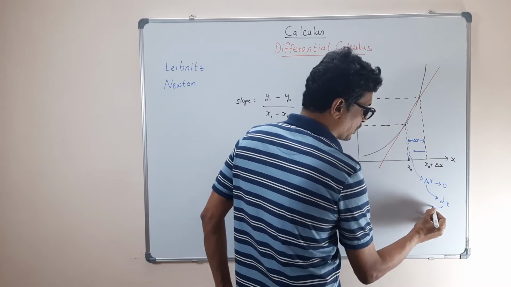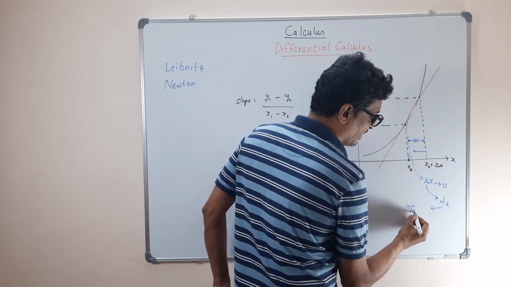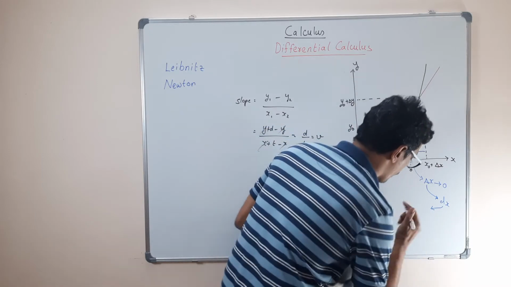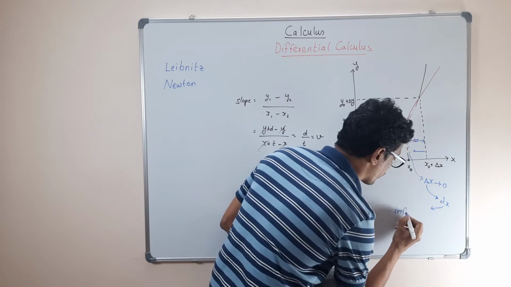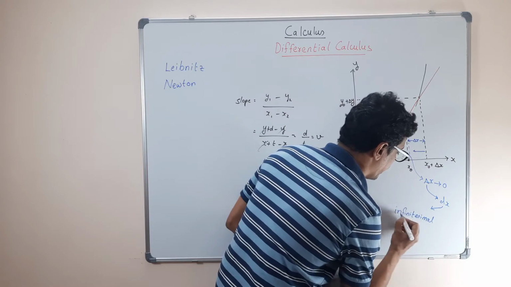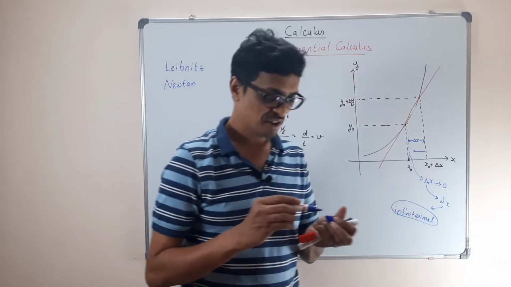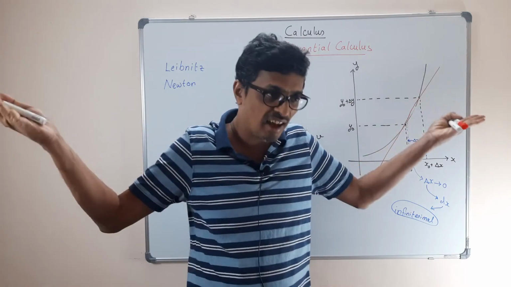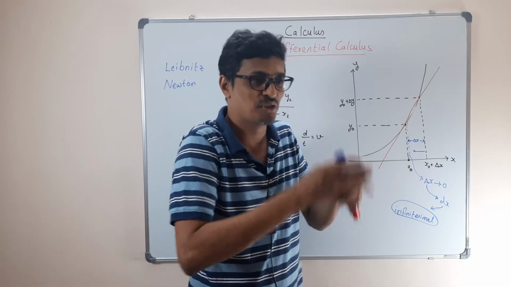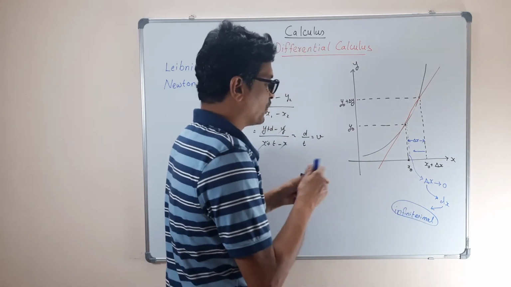And dx is what you call, what's the name? Infinitesimal. Infinitesimal is what? It's the opposite of infinite. Infinite is very large. Infinitesimal is very small. It's almost close to 0. It approaches 0.